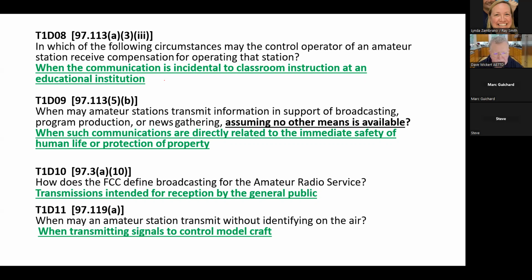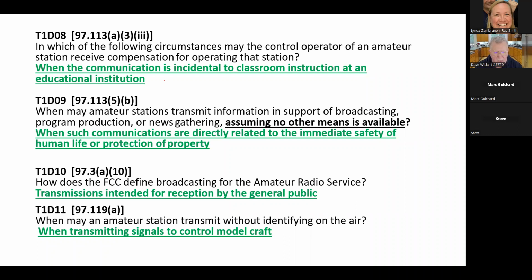How does the FCC define broadcasting in the amateur radio service? That's transmissions intended for the general public. We're not allowed to do that. Broadcasting is for radio, TV, and other radio services. We are not allowed to broadcast with amateur radio.